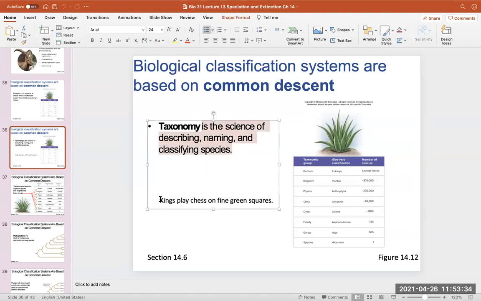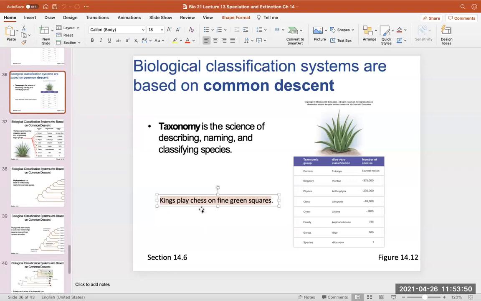So this is your mnemonic. Know this. I'm not going to ask you to know this, I'm asking you about genus and species. Know that genus is written before species. Allo is genus, Vera is species. And then know the order. If you know this mnemonic, you already know the order. Domain is not here, so domain comes first, then you can apply the mnemonic.